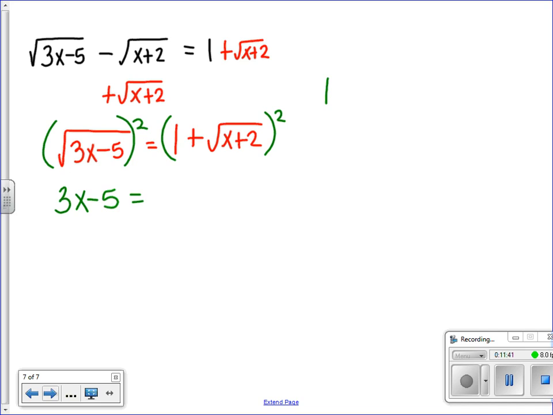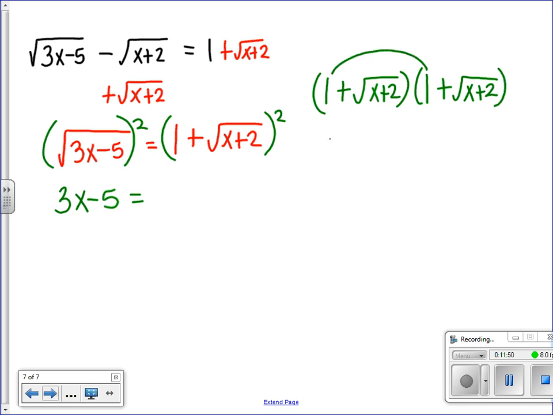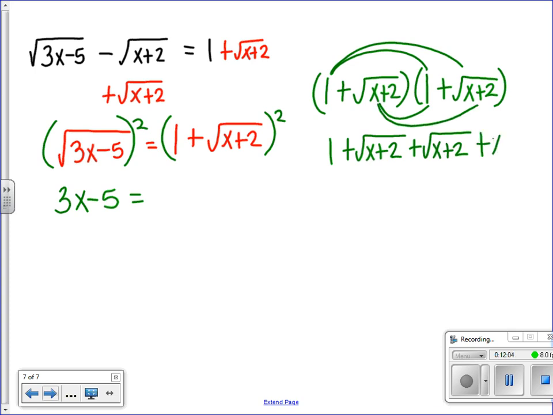It is 1 plus this times itself again. 1 times 1 is 1. 1 times the square root of x plus 2 is the square root of x plus 2. And that's still the square root of x plus 2. Hey, but this one, that's going to get out. Does everyone see how every green number got there? Okay, let's clean it up.